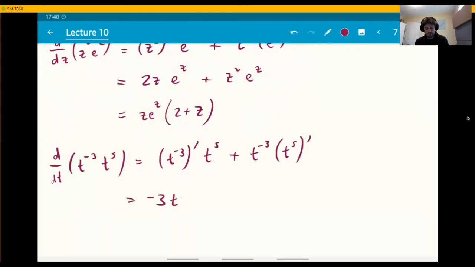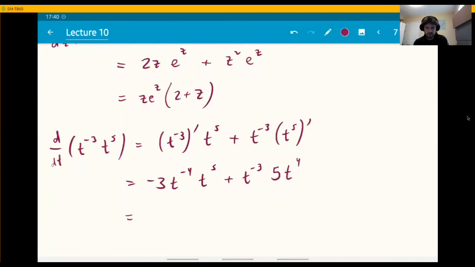Minus 3 t to the minus 4 times t to the 5 plus, here's a t to the minus 3. Derivative of t to the 5 is 5t to the 4. That's the power rule. But let's look at what happens here. If we simplify this expression, t to the negative 4 times t to the positive 5 is just t. And here, t to the negative 3 times t to the 4 is also just t. And 5t minus 3t is 2t, as we had guessed before. So it is working. This is how you would use the product rule to differentiate this expression.